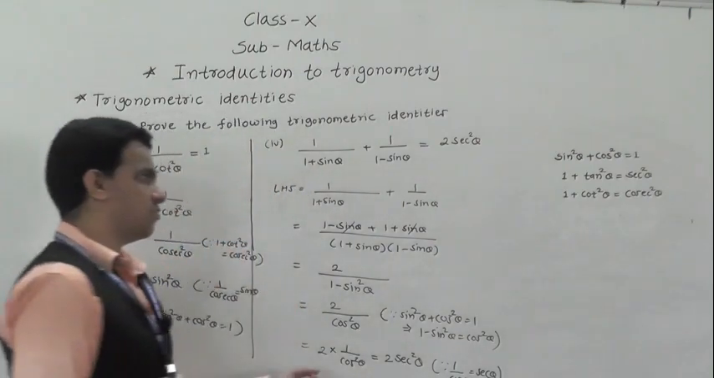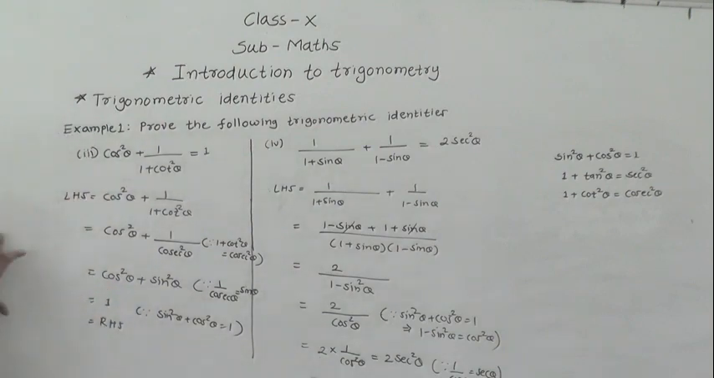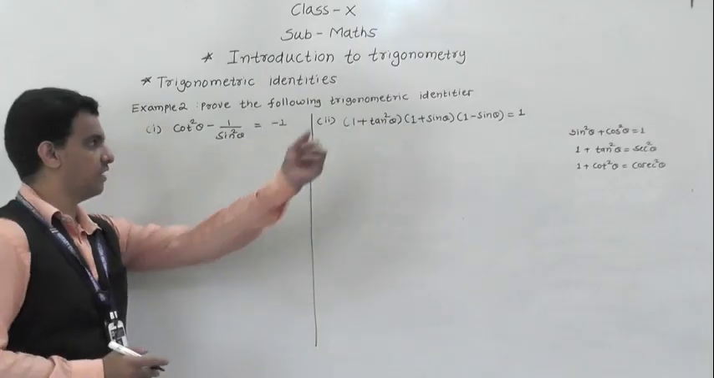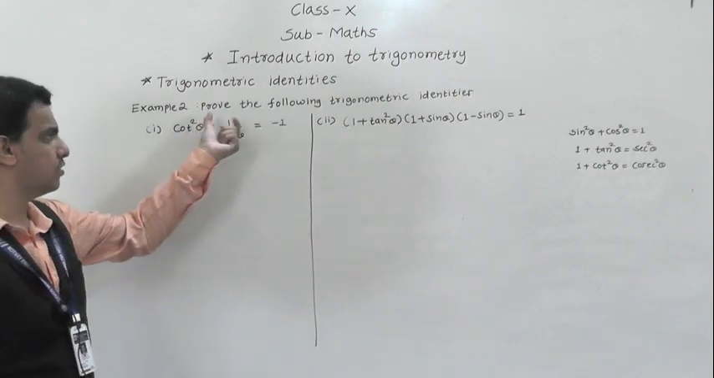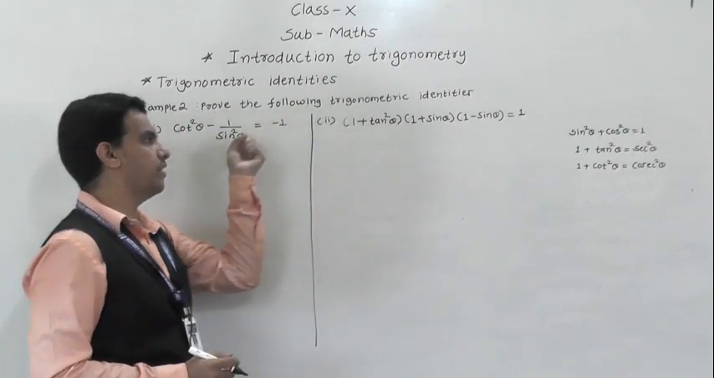Okay, so similarly we solve more examples. And this is an important part in this lesson. We will take now second example. Example 2 is again the same: prove the following trigonometric identities.